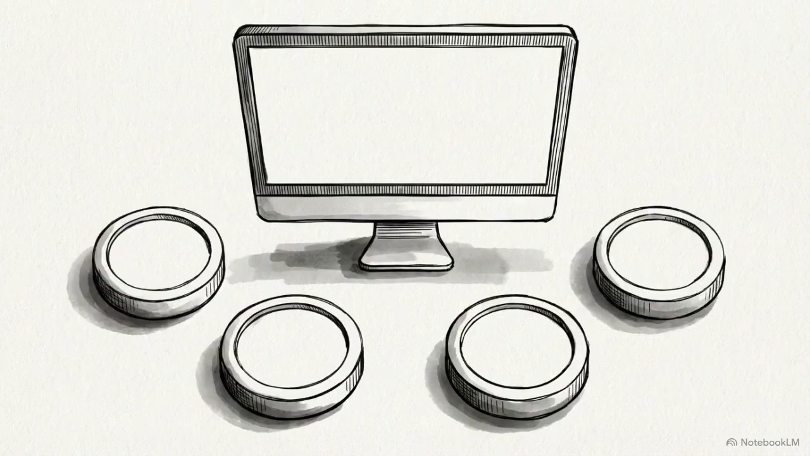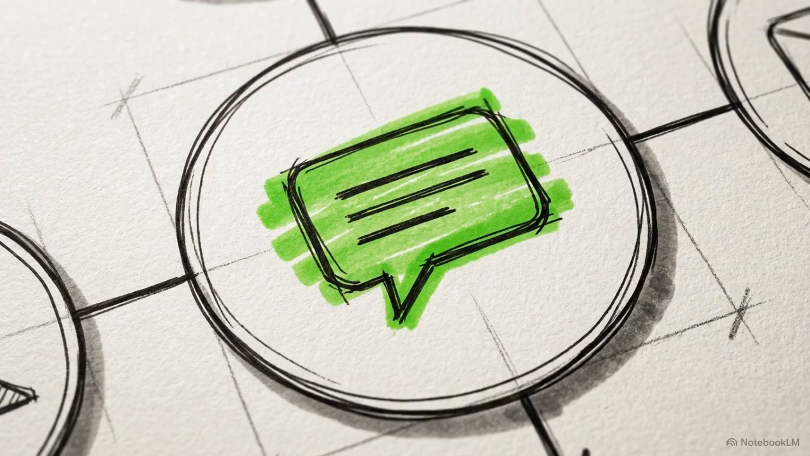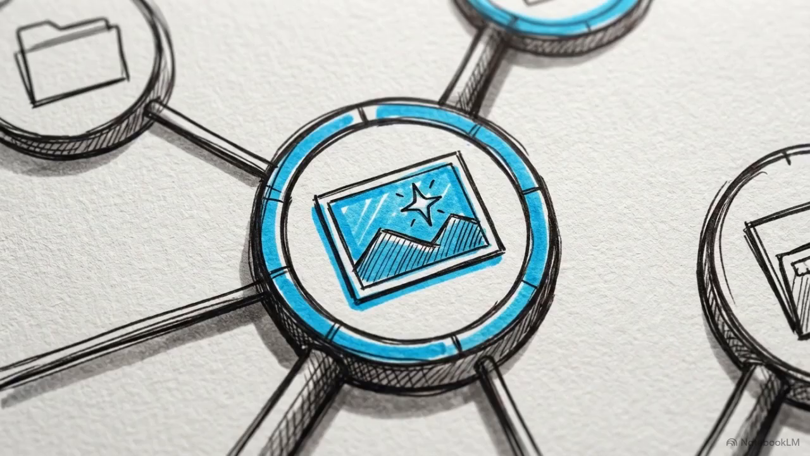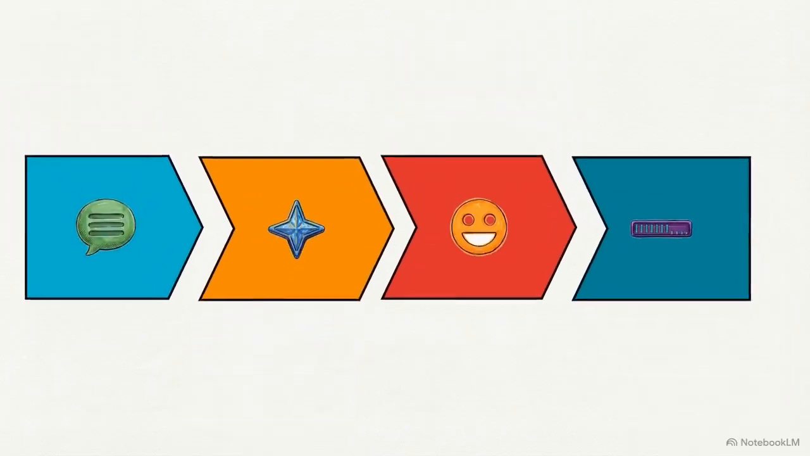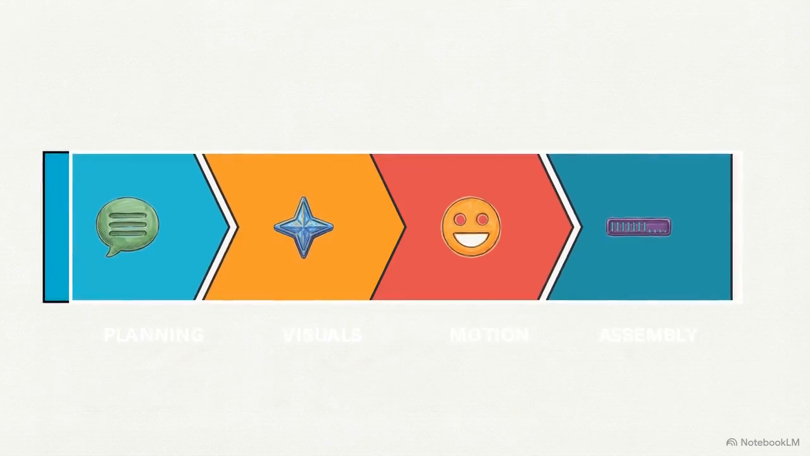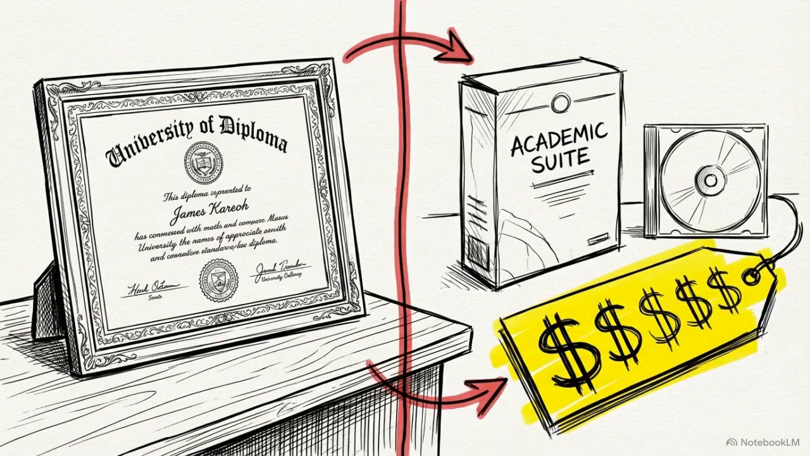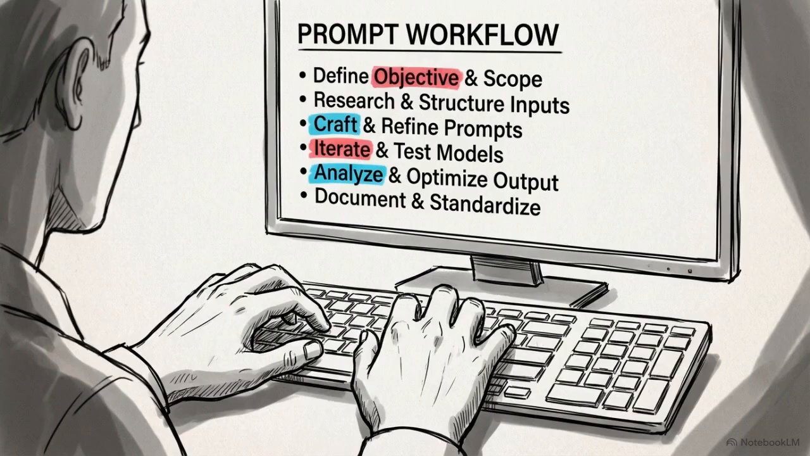You will need 4 tools for this workflow: Chat GPT to build the data, Gemini to generate the visuals, Grock to animate the faces, and standard video editing software to stitch it together. Getting a professional result does not require an animation degree or an expensive software license. It relies entirely on how well you manage your prompt workflow from Step 1.